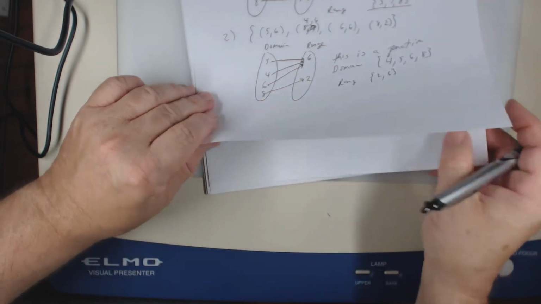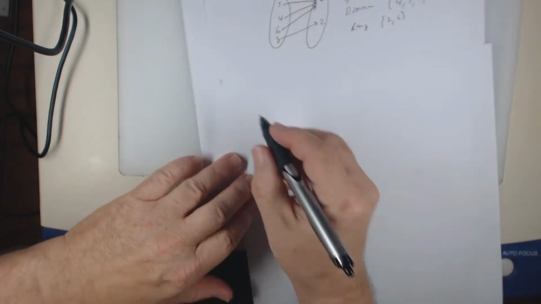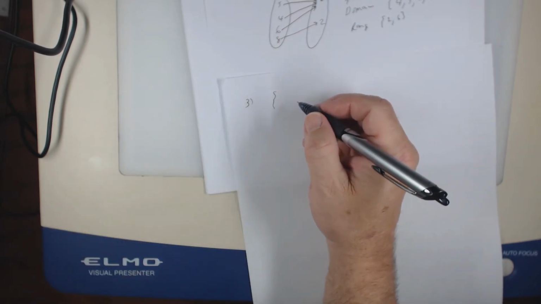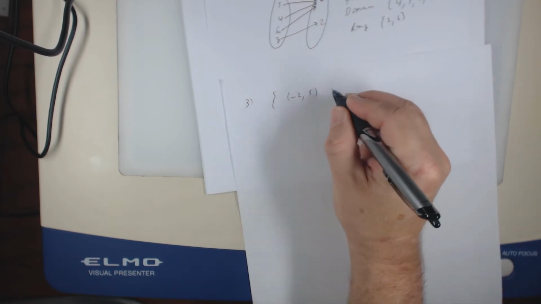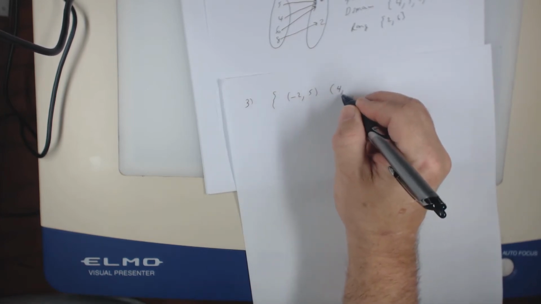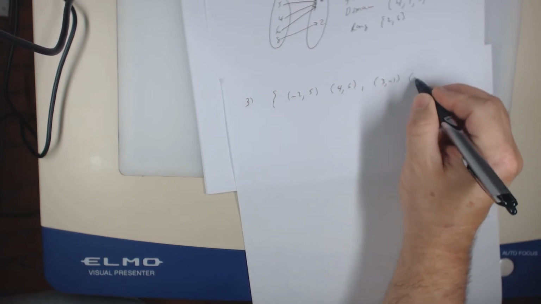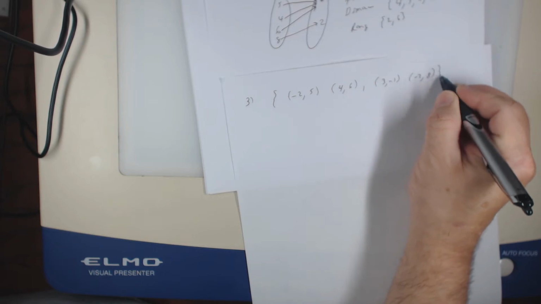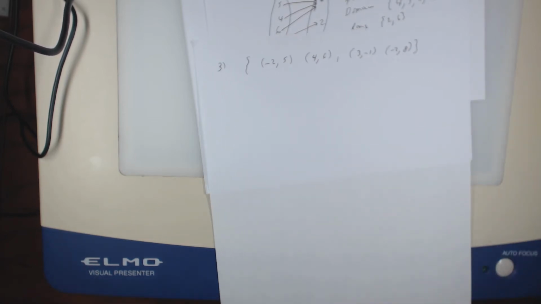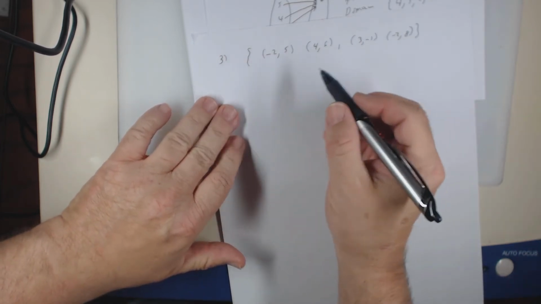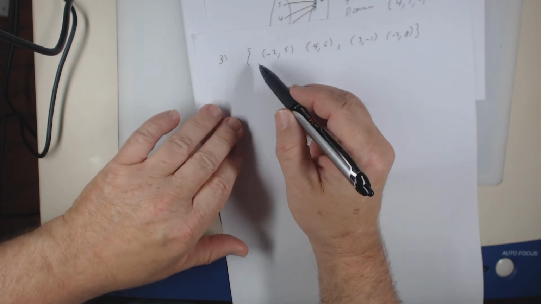All right, number 3. Okay, suppose you had (-2, 5), (4, 6), (3, -1), (-2, 8). So we have this relation. We got to determine if it's a function. Is it a function? No.